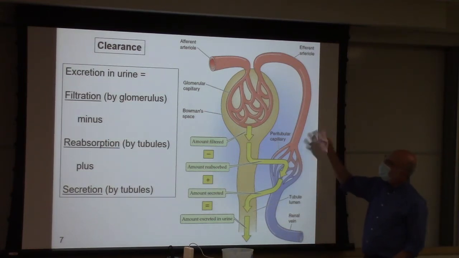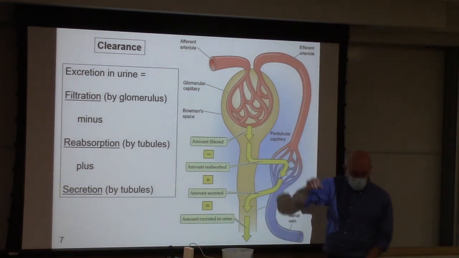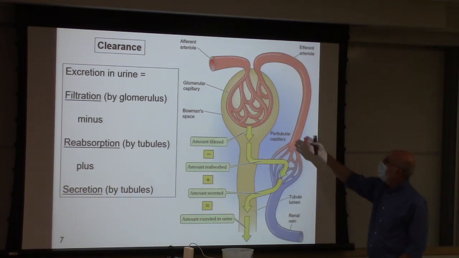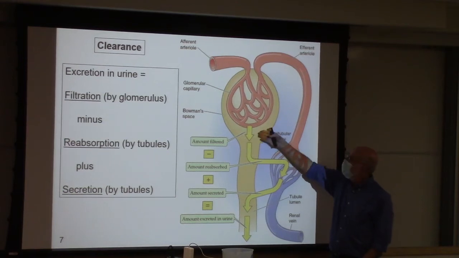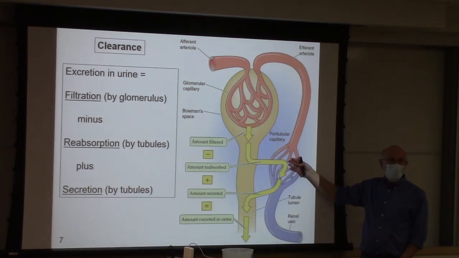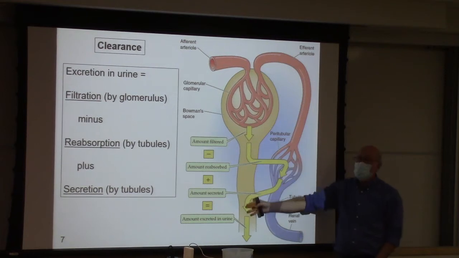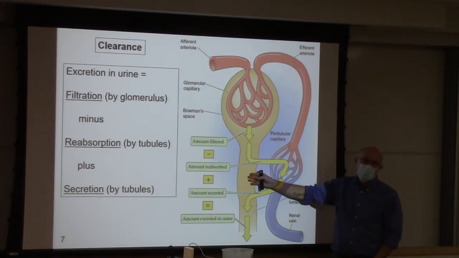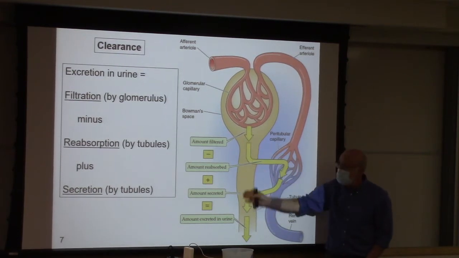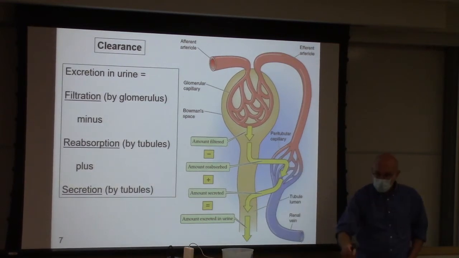So, let's unpack this cartoon. Afferent arteriole, efferent arteriole, glomerular capillaries, Bowman space, proximal tubule, peritubular capillaries surrounding the tubule. So proximal, loop, distal is all being simplified into this tube. This is the tubule, and these are the capillaries surrounding it. This is a simplification.